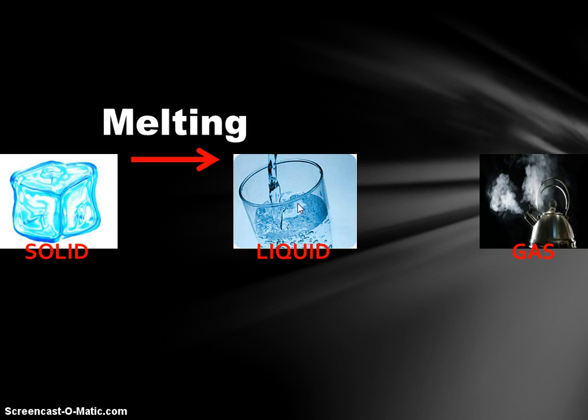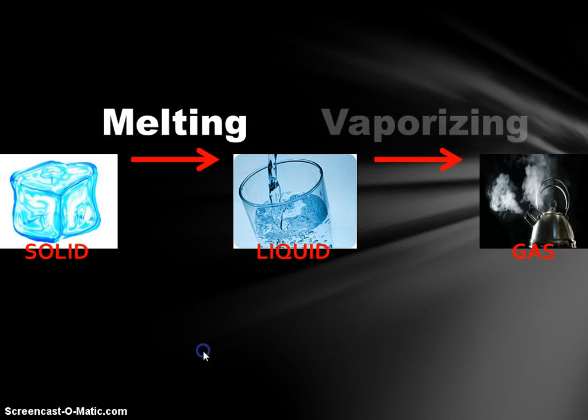We can do the same thing here then with a liquid to a gas. Now, in order to change a liquid to a gas, do we need to gain heat energy, heat it up, or lose heat energy, meaning cool it down? Again, you're going to have to heat it up. So let's draw that arrow in red. And when we change from a liquid to a gas, we call that vaporizing.